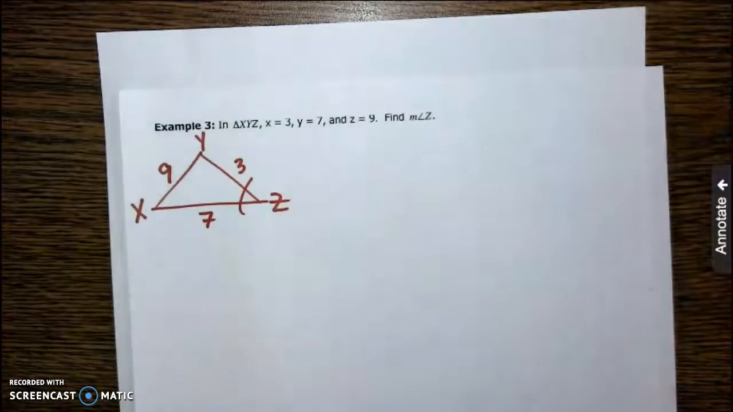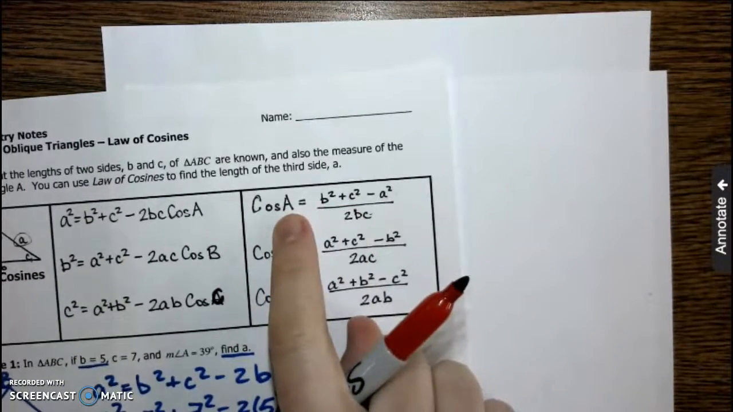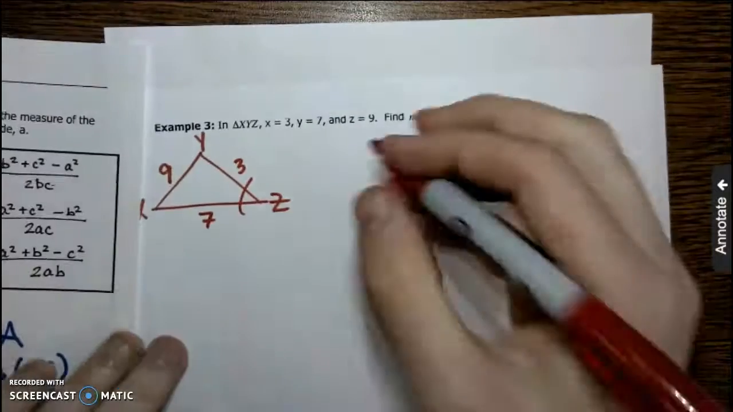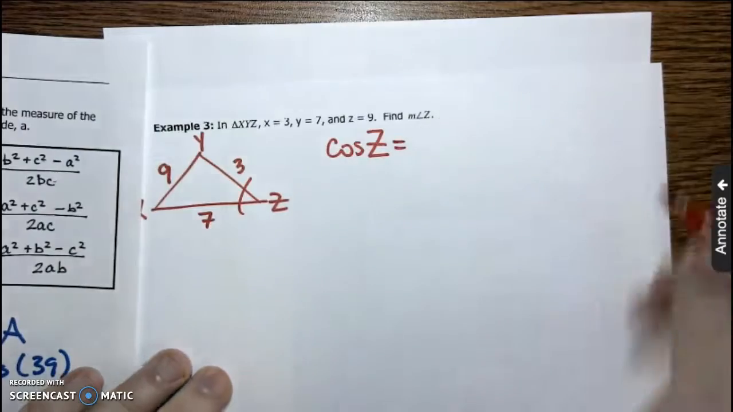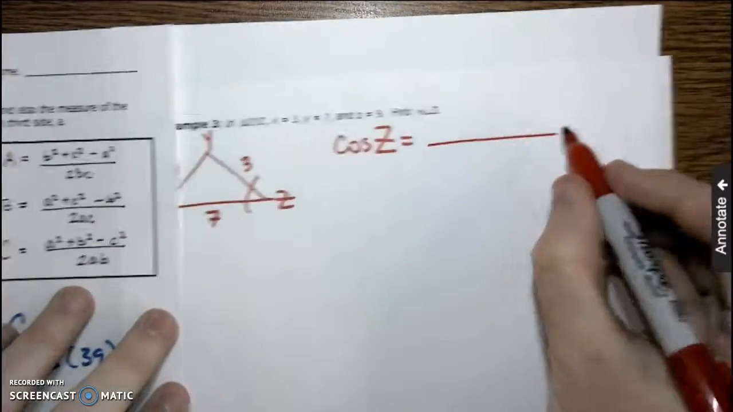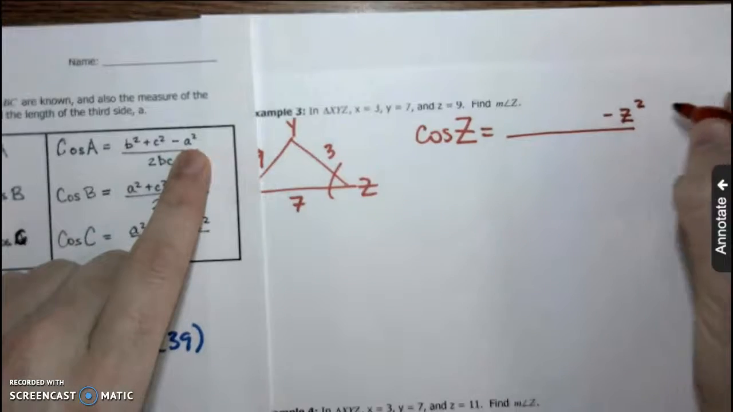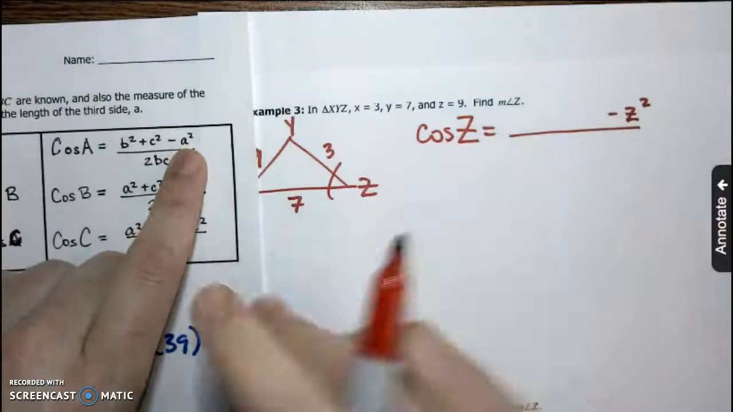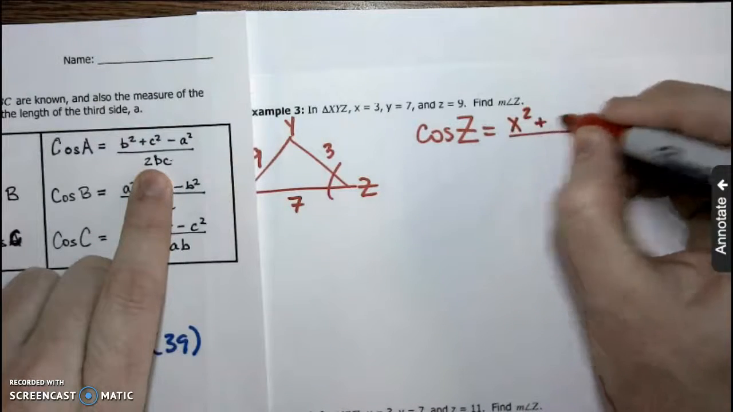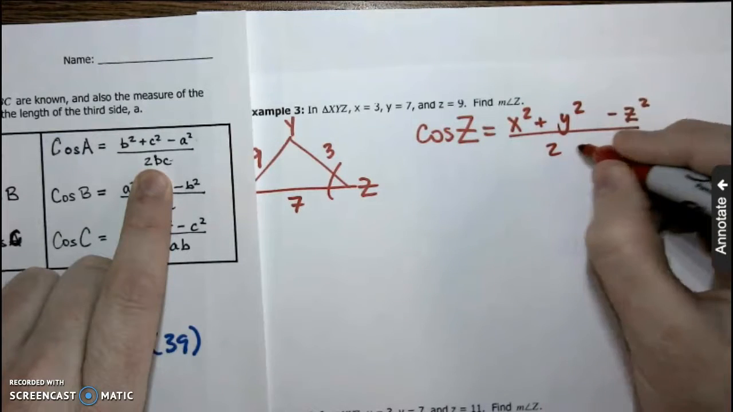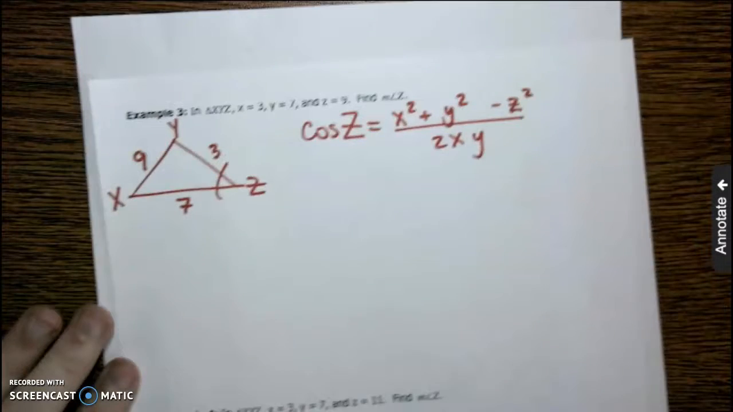So now I'm going to use one of my angle formulas. So let's just look at this first one. If I want z, I'm going to change all my a's into z's. So that would be cosine of z equals, and if I change a into z, it'll be negative z squared. And then my other letters are x and y, so I'm going to change all my b's and c's into x's and y's. So that's the formula I'm going to use to find angle z.